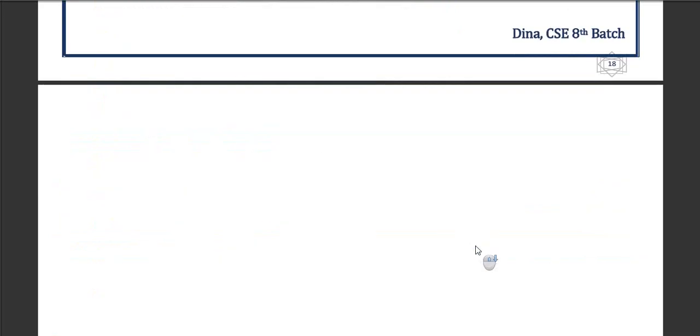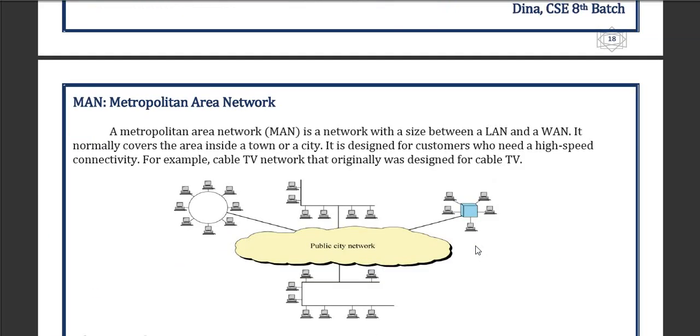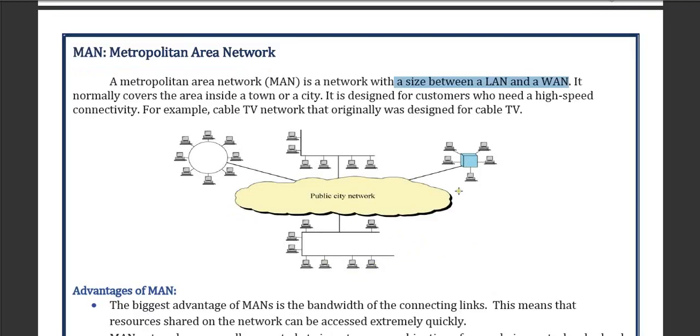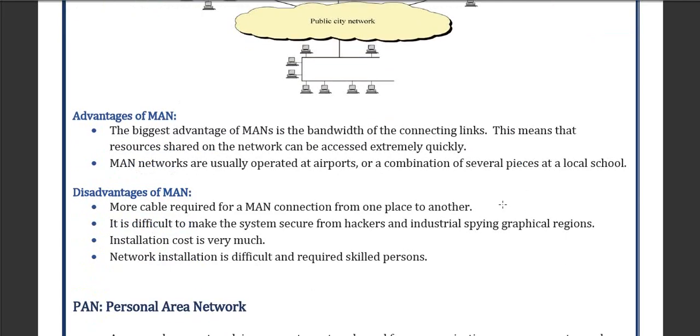The metropolitan area network is a network which can be built in a metropolitan area. Its size is between LAN and WAN, because LAN works under 1 kilometer, WAN works up to 100 km and beyond, and the MAN works between 1 kilometer and 100 km. It can be a city. Several topologies can be used in a MAN network. The advantages and disadvantages of MAN are given.